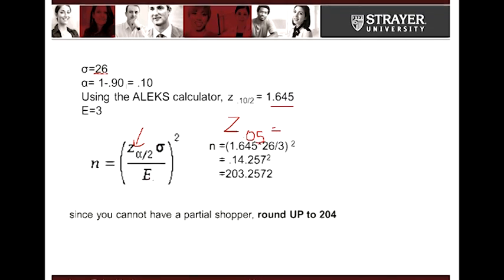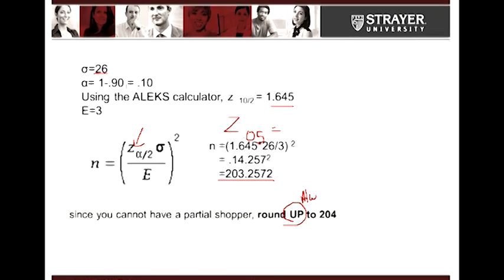So you'll plug that in for z, 26 in for sigma, the 3 in for E, so you get 1.645 times 26 over 3, and take all that squared. So 1.645 times 26 and then divided by 3 is 14.257. Then you're going to square that and you end up with 203.2572.